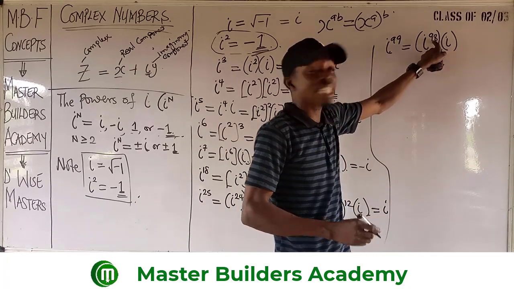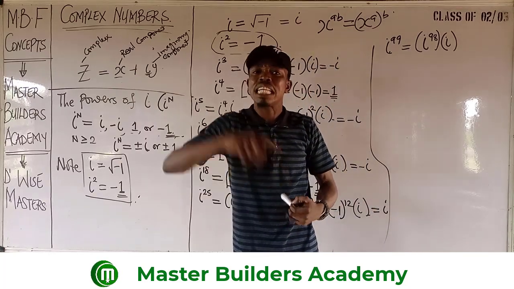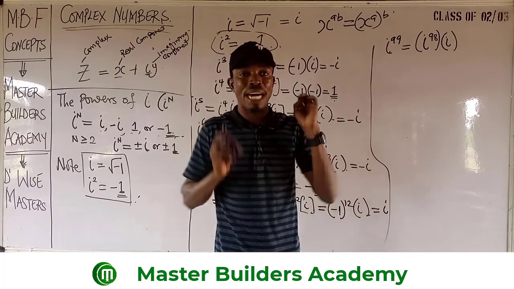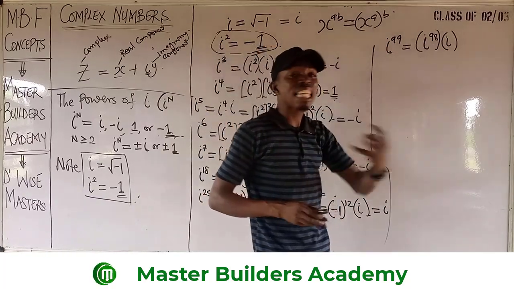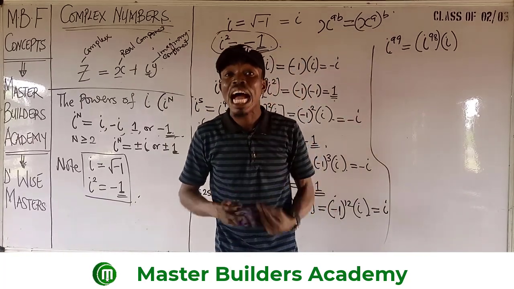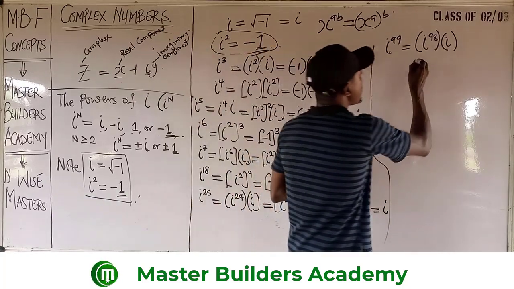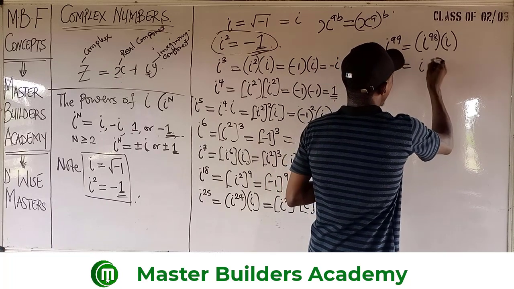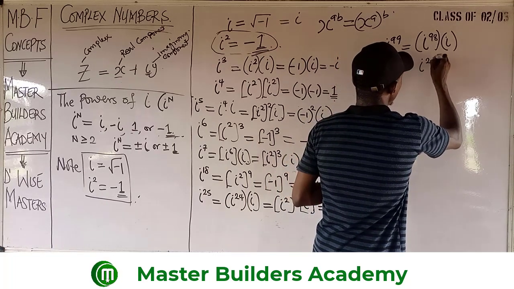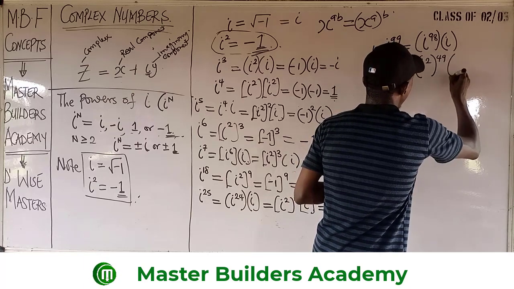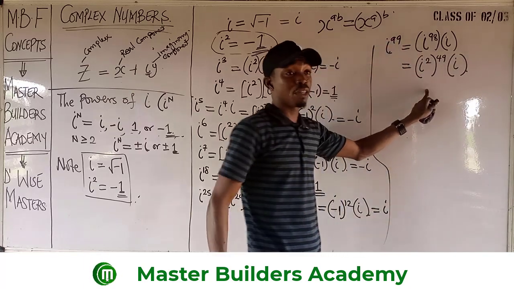Now, if this is clear enough, what else will I do? Already, I know that this 98 is an even number, a number divisible by 2. So I will simply divide 98 by 2. And if I divide 98 by 2, guys, what will I have? I'm going to have 49. So this automatically becomes i raised to the power of 2, all raised to the power of 49. Then multiply by i. I hope you understand why we are doing this.